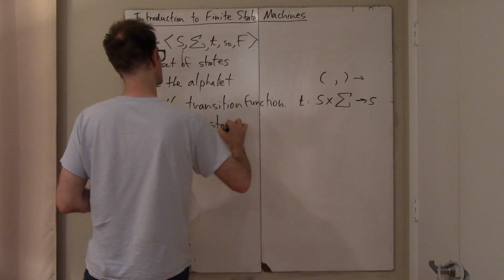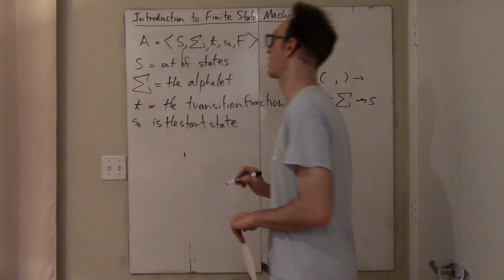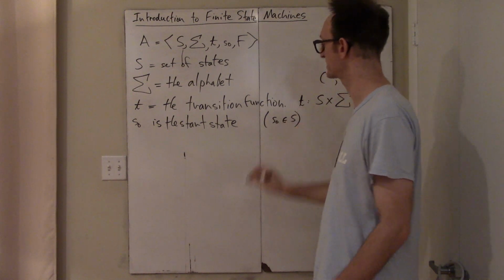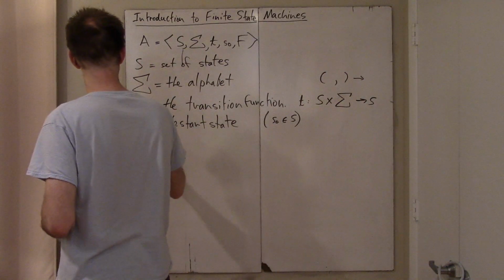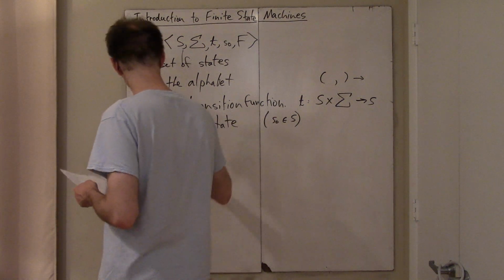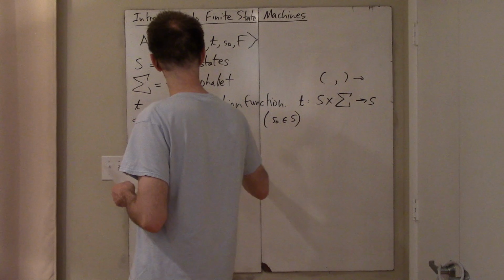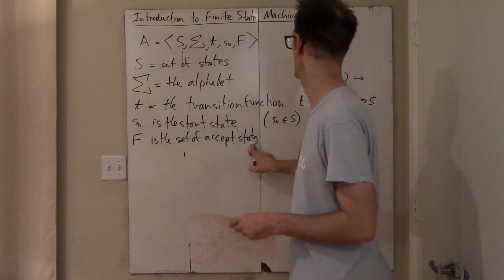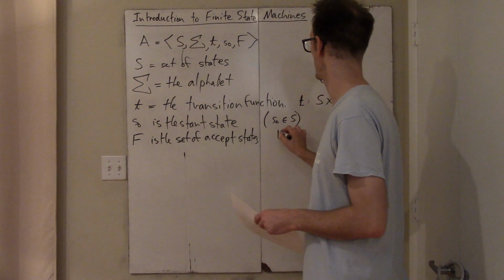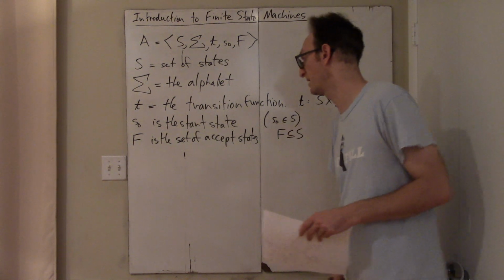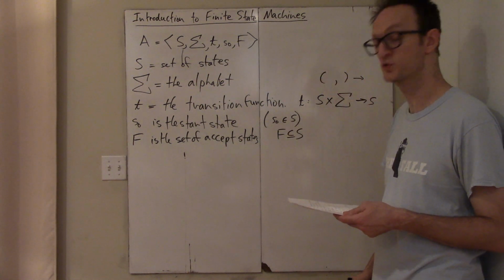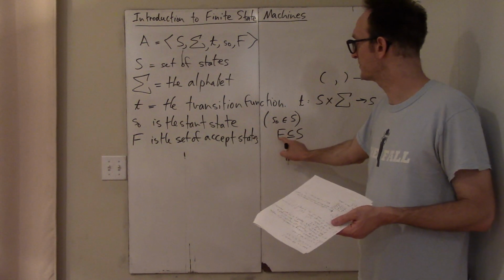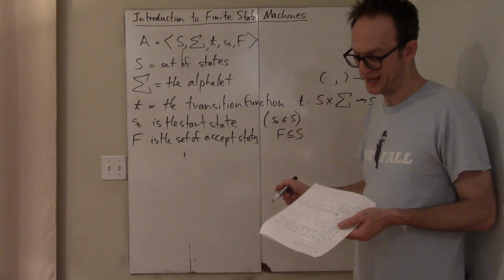This thing S naught is just the start state. You must tell me what state we are going to start our computation in, and it must be true that this start state is one of the states. And finally, we have F. F is the set of accept states. F is some subset of S. If the string finishes in one of the states which is in F, then A accepts W.